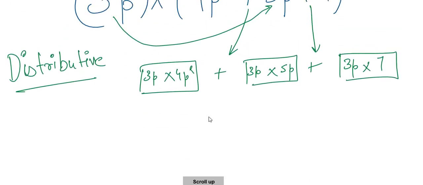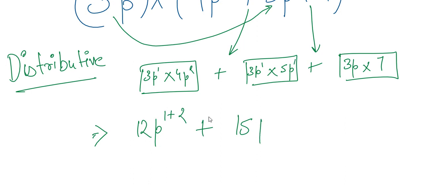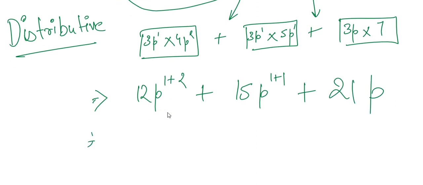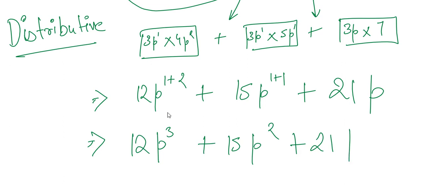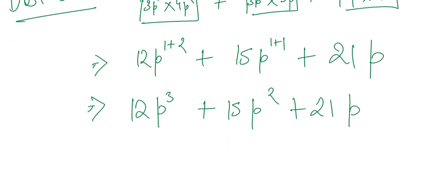So let me just quickly sum it up. I would be having 12, p raised to power 1, p into p square would give me what? P raised to 1 plus 2, using the basic laws of exponent. 3 cross 5 would be 15, power 1 and 1, so it would be p raised to power 1 plus 1. Positive sign, numerical 21, p only. On further simplification, I would get 12p cube plus 15p square plus 21p. Fair enough? So this is my final answer.